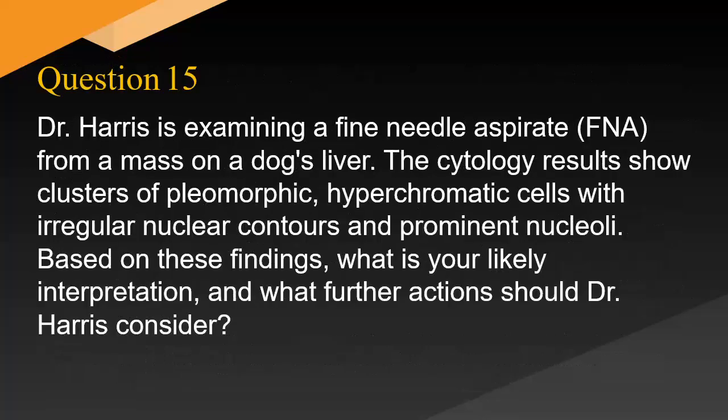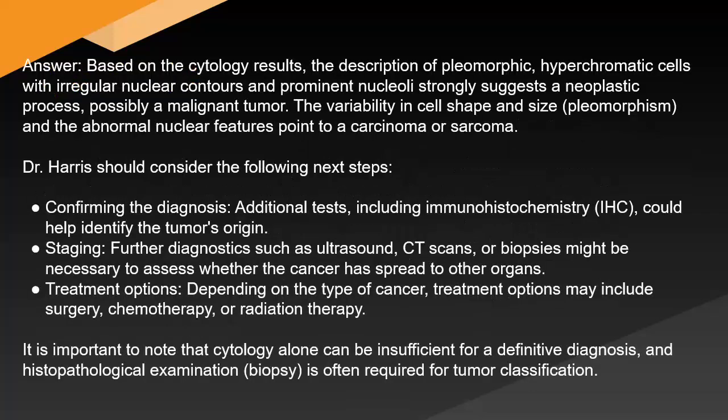Dr. Harris is examining a fine needle aspirate (FNA) from a mass on a dog's liver. The cytology results show clusters of pleomorphic, hyperchromatic cells with irregular nuclear contours and prominent nucleoli. Based on these findings, what is your likely interpretation, and what further actions should Dr. Harris consider? Answer: Based on the cytology results, the description of pleomorphic, hyperchromatic cells with irregular nuclear contours and prominent nucleoli strongly suggests a neoplastic process, possibly a malignant tumor. The variability in cell shape and size, pleomorphism, and the abnormal nuclear features point to a carcinoma or sarcoma.